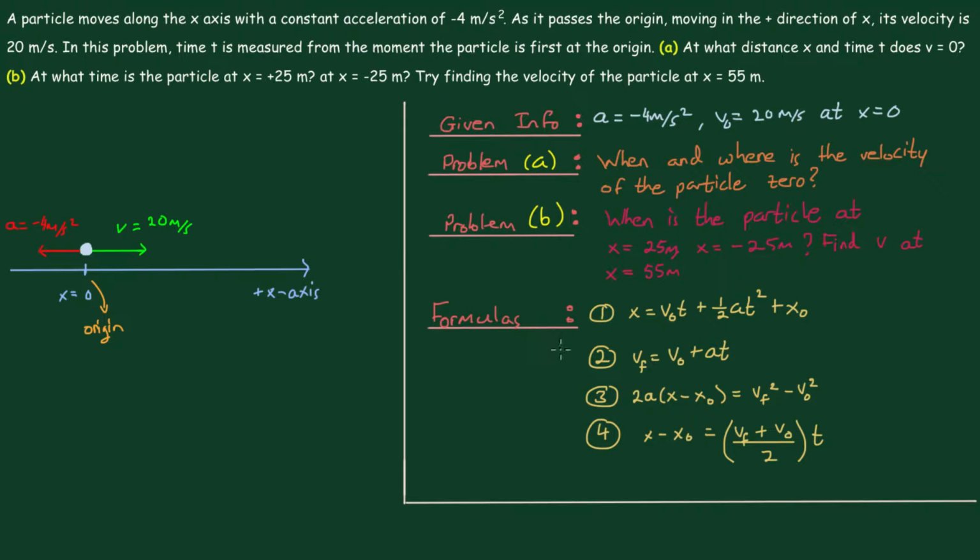So we're going to take a look at the formulas and try to find which one of these formulas is going to be the best to use to solve problem A. We determine this by taking a look at what problem A is really asking. It's asking us a when question and a where question. It's also telling us that the velocity of the particle is to be 0. So immediately that lets us know that we have to use a final velocity formula. Also, we have to use the distance formula so that we can solve for what distance the particle's velocity is equal to 0. So let's go ahead and try to solve problem A.